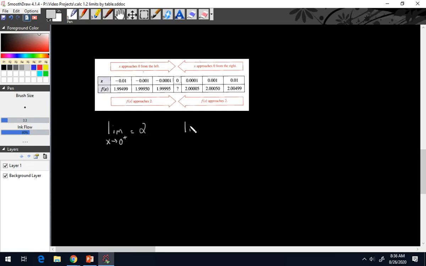Now, what about the limit as x approaches 0 from the left side? Again, we're getting really close to 0 from the left side, 1.99, 1.999, and so on. And again, it looks like we are getting really close to 2. So therefore, the limit from the right is 2, the limit from the left is 2. Therefore, the limit overall from both sides, as we approach 0, is going to be 2.